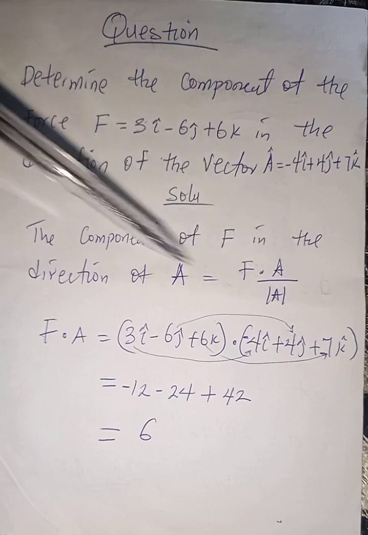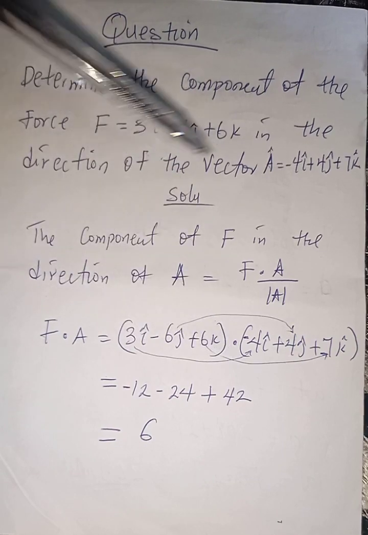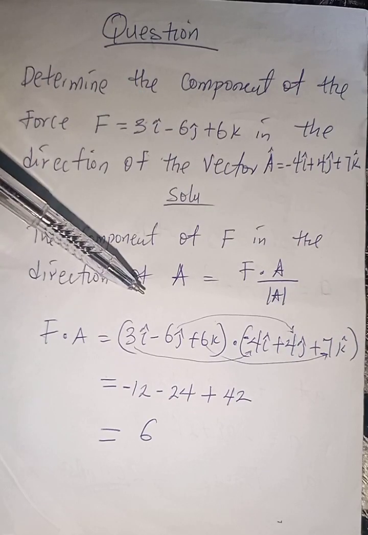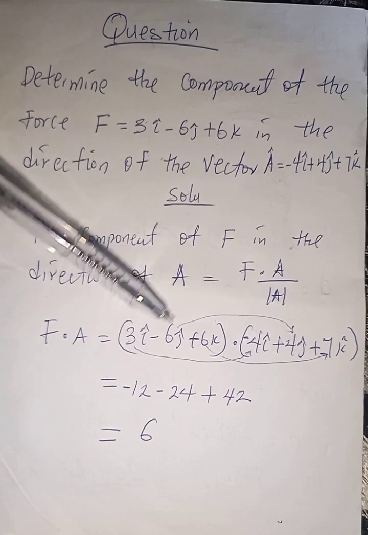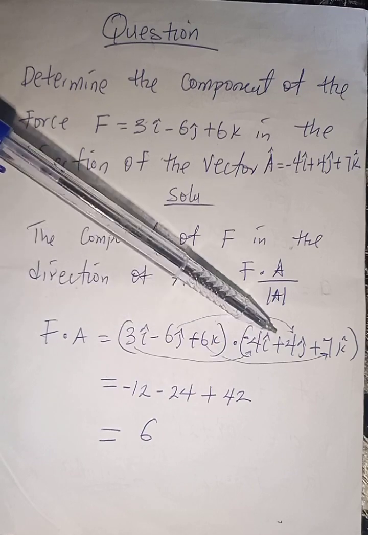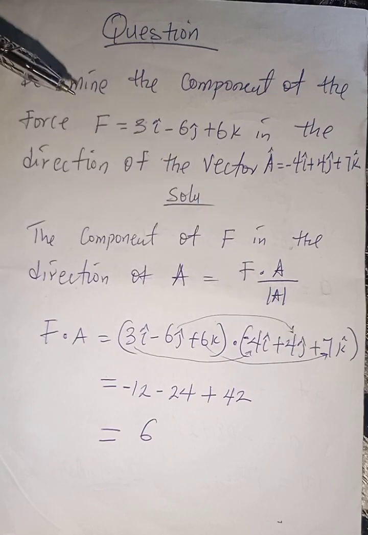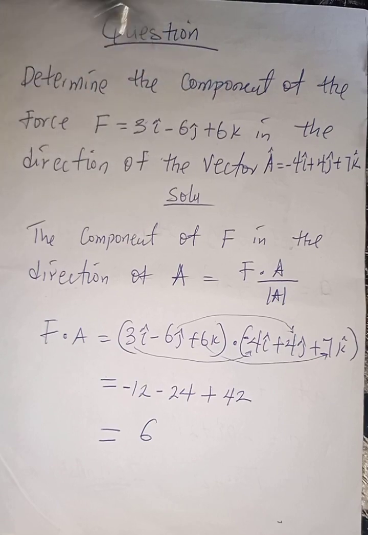So how do you get the dot product of F and A? You take vector F and dot it with vector A. From the dot product of unit vectors, if you dot the same unit vector, the answer will be 1. But if you dot different unit vectors, the answer will be 0. I dot I will be 1, I dot J will be 0, I dot K will also be 0, because I, J, K are unit vectors. As far as the unit vectors are not the same, it is 0, but if they are the same, it is 1.